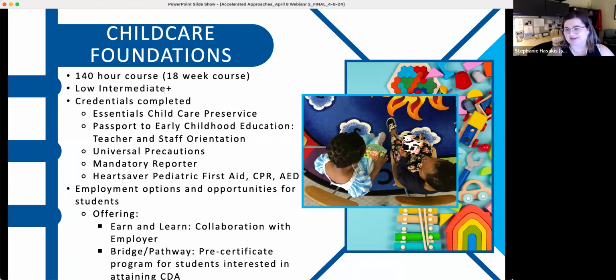Of course, each student only gets 1 measurable skill gain, but we had a supported plan for them to complete their Essentials Childcare Pre-Service certificate, their Passport to Early Childhood Education, universal precautions, mandatory reporter training, and then Heart Saver Pediatric First Aid, CPR, and AED. The students all are still employed at their respective childcare centers.